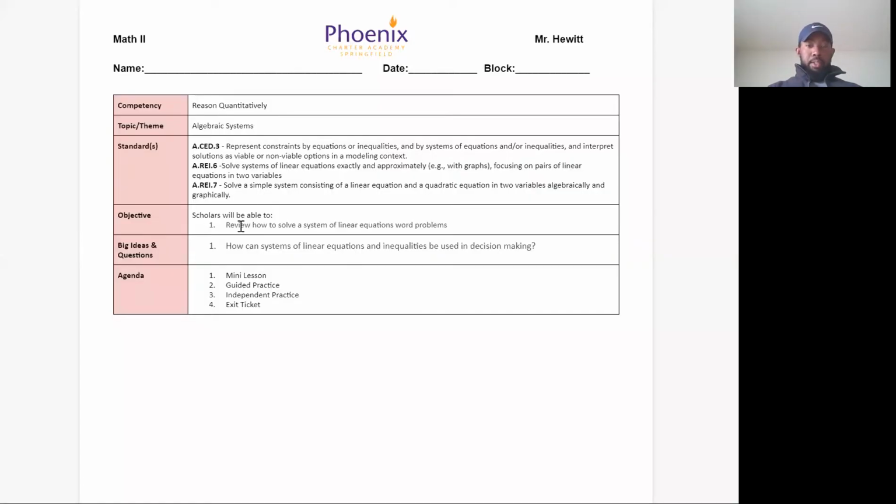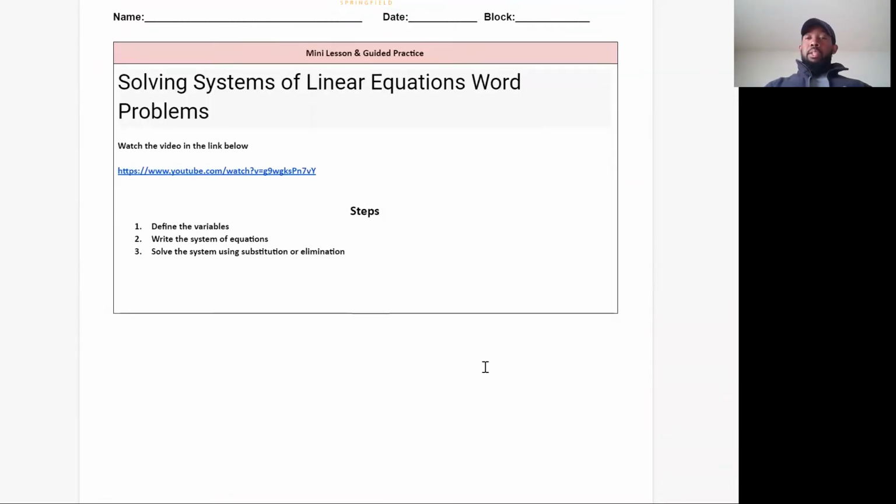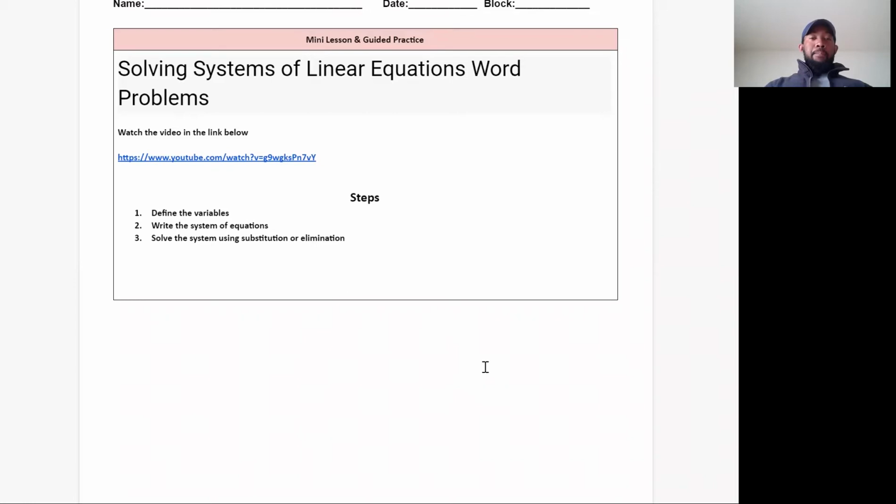All right, great. Welcome back, guys. So as I said, today we are going to be looking at solving systems of linear equations, word problems. It's actually a review because you guys have a mini QPA coming up on Wednesday, mini QPA number 2. And so I'd like you guys to pay particular attention to what we're going to do today.